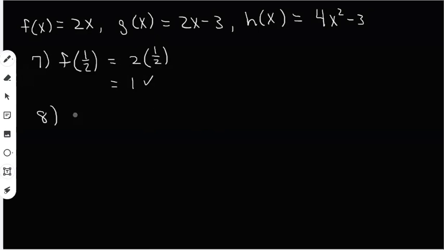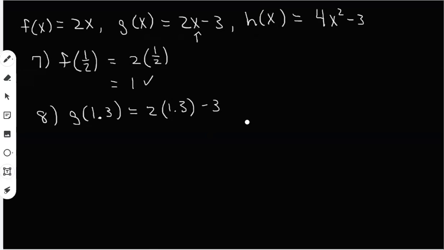Number 8 says g of 1.3. So this time we're going to be using g of x and we're going to let our input be 1.3. So what happens is the 2 is going to stay the same. The x is going to be a 1.3. And then we're going to have a minus 3 on the outside.